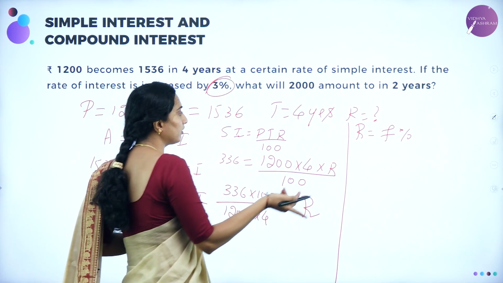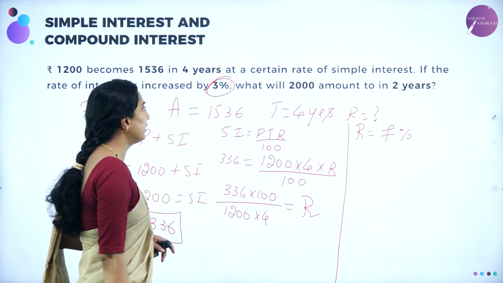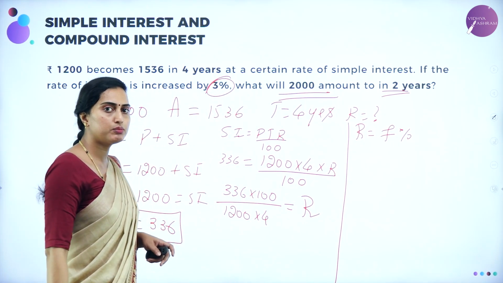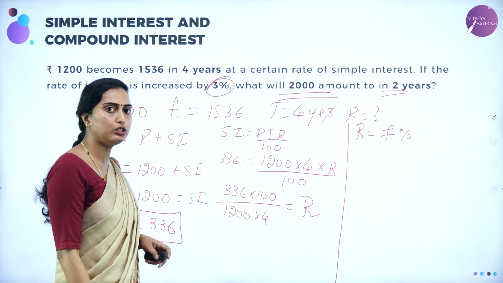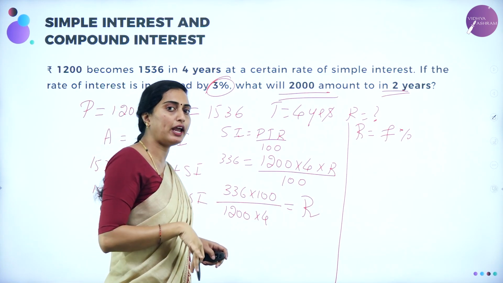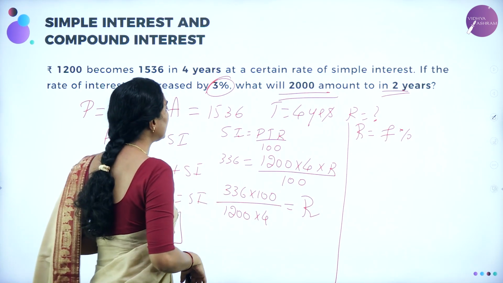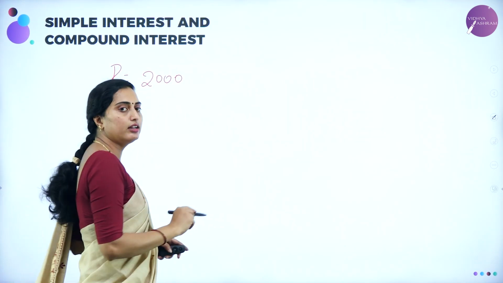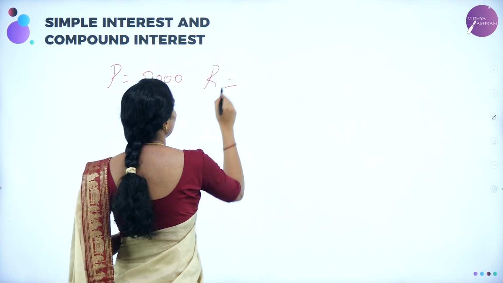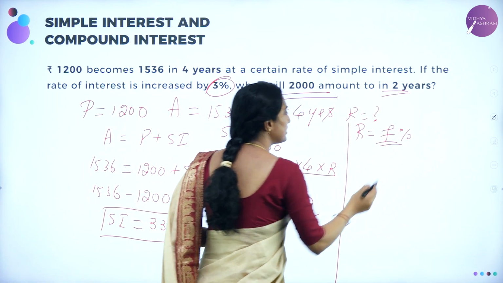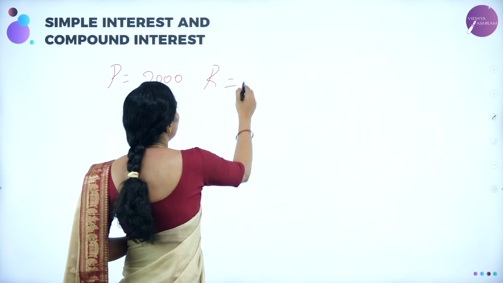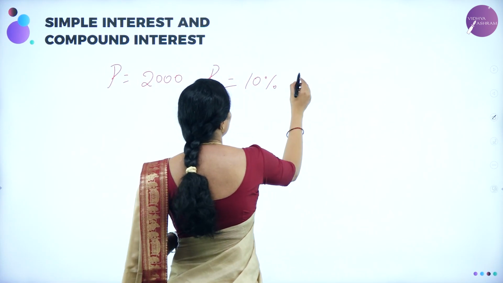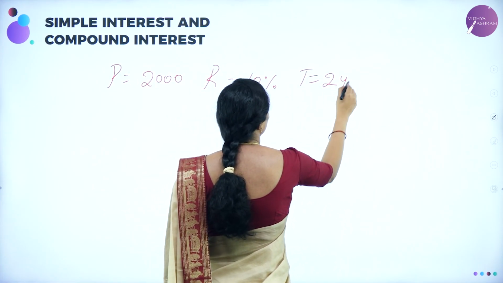Okay. Now, they have asked, 3% is increased. Increase means you are going to add 3% to this. What will R become? What will be the amount of 2,000 in 2 years? It means you are going to calculate for the principal of 2,000, T will be 2 years, and R will be increased by 3%. Therefore, let me take it here. P, they have given as 2,000. And then, what is the R? R is increased by 3%. Now, here it is 7%. Increased by 3% means 10%. And what will be the number of years? They have given it as 2 years. So T will be equal to 2 years.